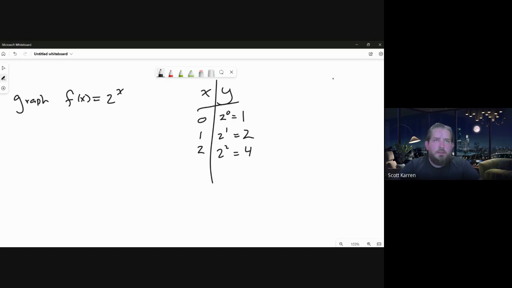If I graph these points, I've got 0, 1, right? So my x value is 0, my y value is 1, so that's a point, say, here. At 1, I'm at 2. And then at 2, I'm at 4. And it may not be very easy to see what's happening with this graph.